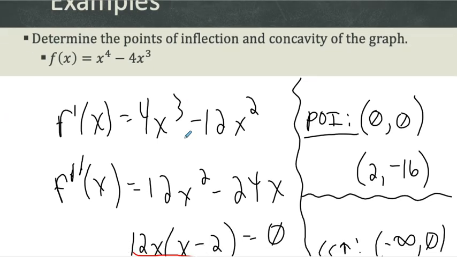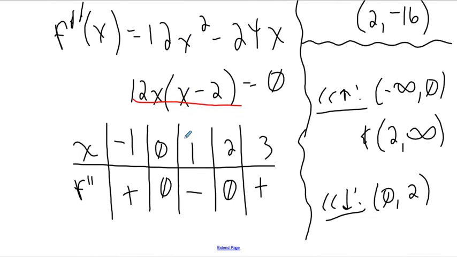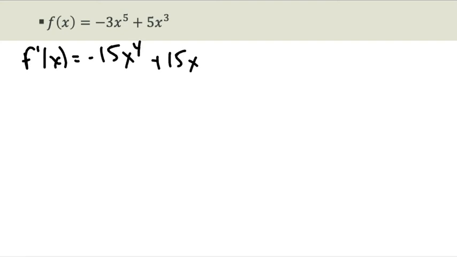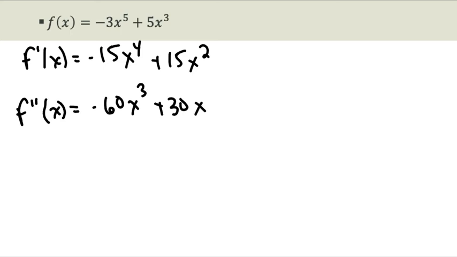So we went through this problem here yesterday, so I'm not going to talk about that one again. I'll just jump into the next one here. So first of all, we need to find the first derivative, so f prime of x is negative 15x to the fourth, plus 15x squared, and then we need to go ahead and find the second derivative. So negative 60x to the third, plus 30x.